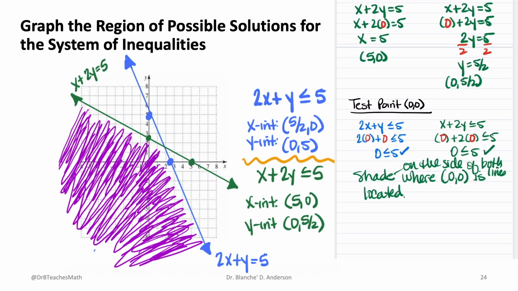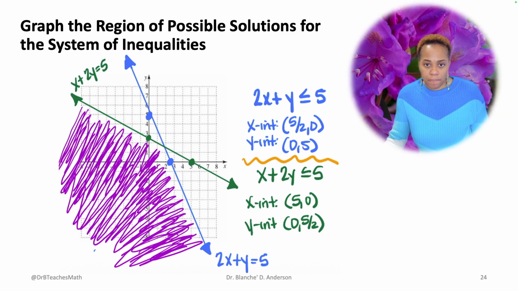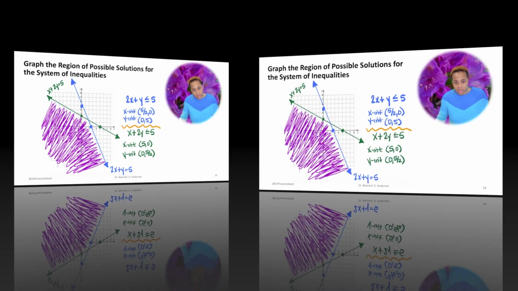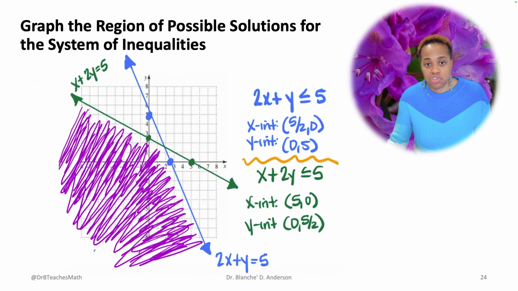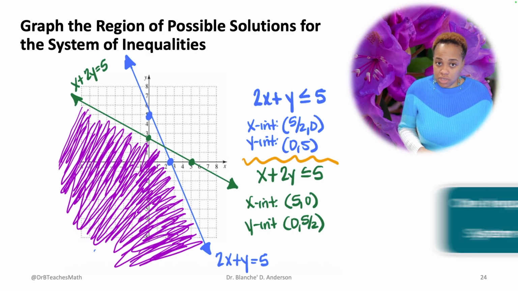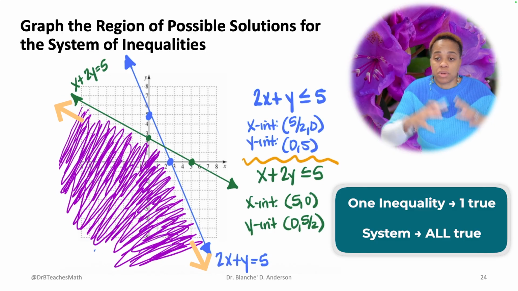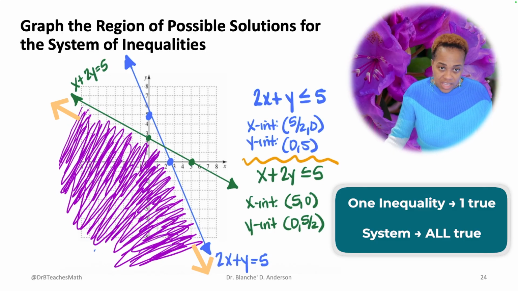So if we look at this one, you'll notice that here's our x-intercept, y-intercept, x-intercept, y-intercept, the blue line, and the green line. You have all these different points that you can test. Just make sure that they work for both equations before you say this is where my solution is. When it's one inequality, it has to work for that one inequality. But when it's a system, your solutions have to work for the entire system.